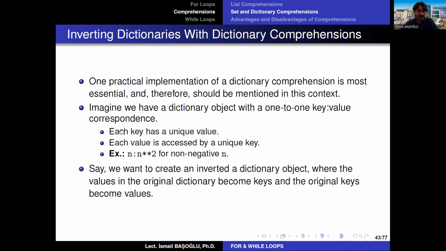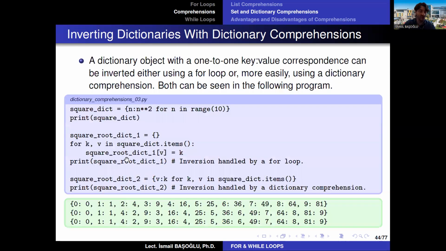Imagine we are creating a dictionary with a dictionary comprehension, which is going to give us the squares of integers, but for non-negative integers, because for negative integers we can get the same outputs as well. For only non-negative integer n, we are creating a square dictionary. Then we want to create an inverted dictionary object, which is called the square root dictionary. So please check the output here.